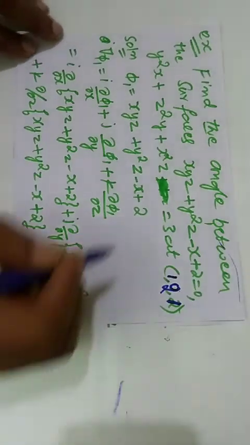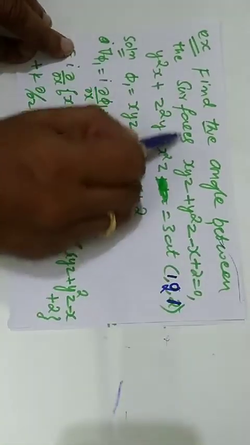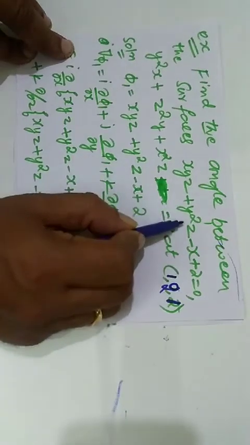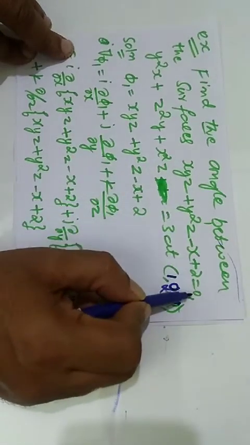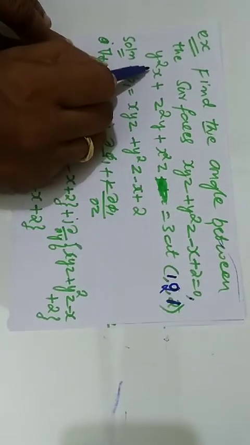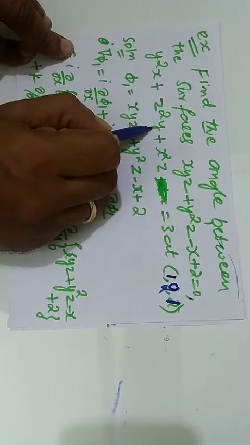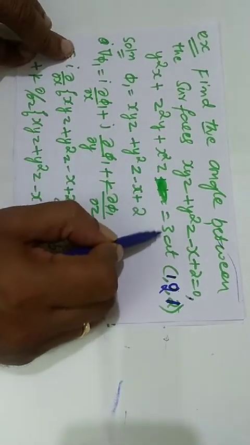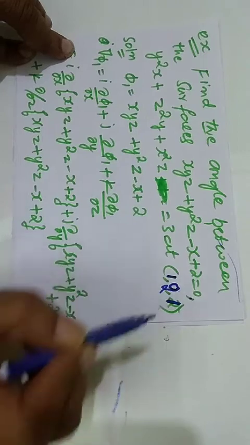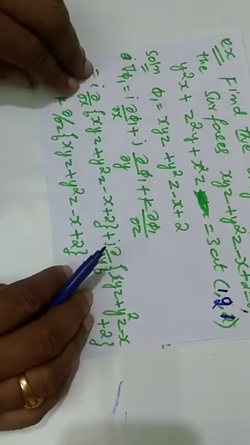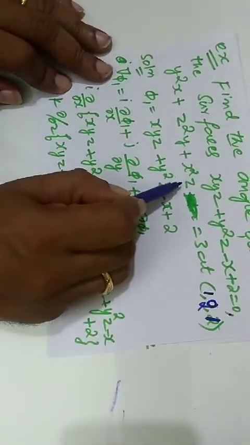Let us go to the next problem. Find the angle between the surfaces xyz plus y squared z minus x plus 2 is equal to 0. This is one surface. Another surface is y squared x plus z squared y plus x squared z is equal to 3 at the point (1, 2, 1). Now, let us take the angle between the two surfaces.